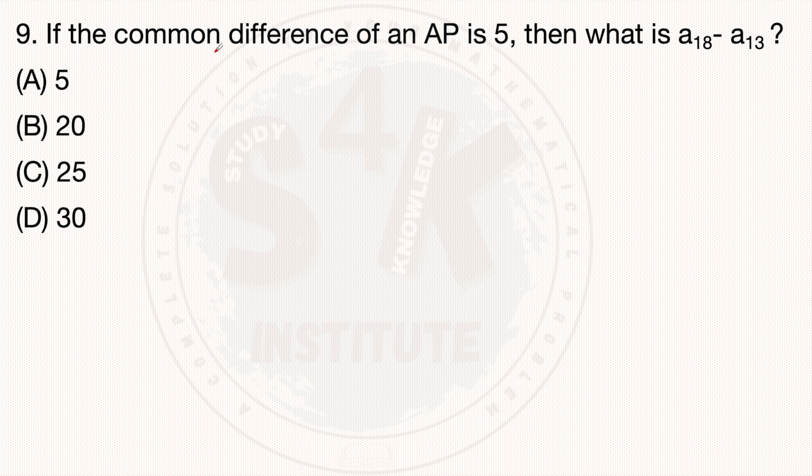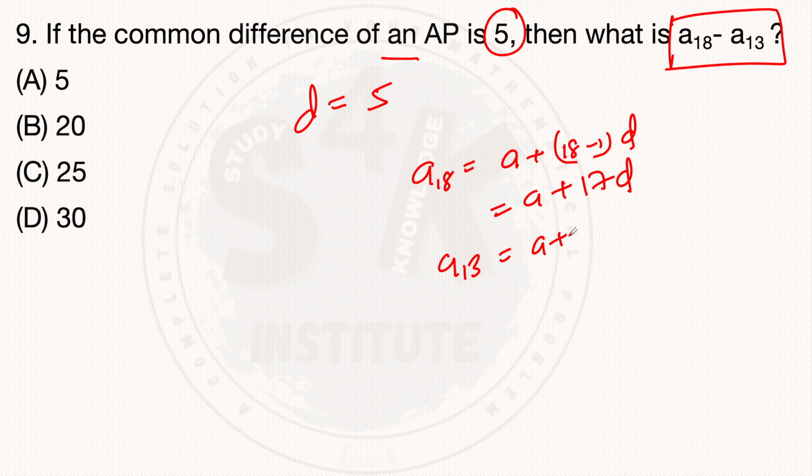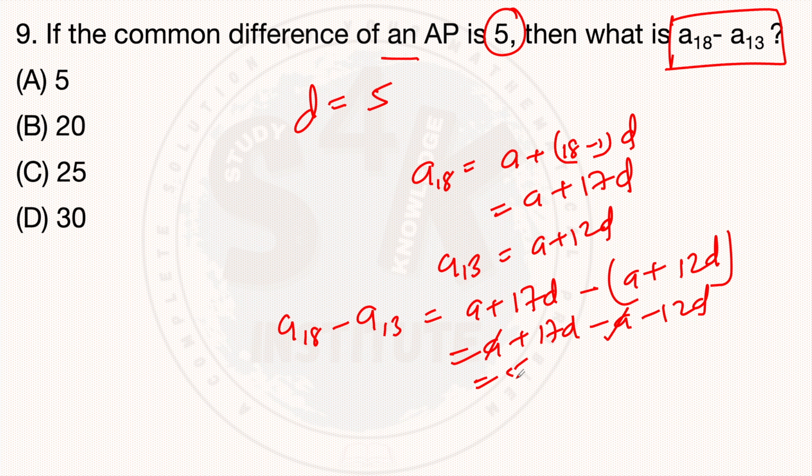Let's do the next question. The common difference of an AP is 5. So D is given to you as 5. Okay, now they have asked you about A18 minus A13. What is A18? A18 is nothing but A plus 18 minus 1 into D, right? That is A plus 17D. Similarly, we will get A13 as A plus 12D. So they are asking for A18 minus A13. That is A plus 17D minus A plus 12D, right? So A plus 17D minus A minus 12D. So this gets cancelled. This will be 5D, right?